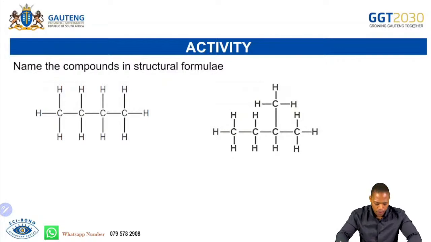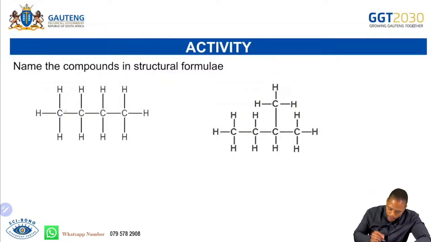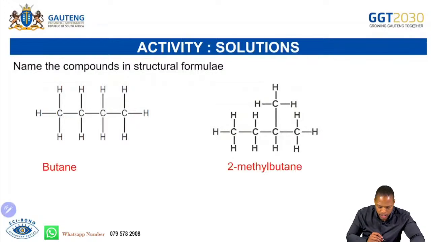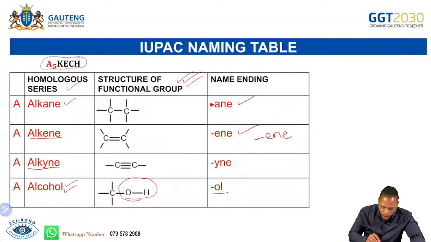Okay, I've identified that this is my parent chain. Step number 2, I now number forward and backward. I say 1, 2, 3, 4. I have 4 carbons. Now after that, I have to identify to which homologous series this compound belongs. There comes my R5 catch table. I go check the table. According to the table, I only have single bonds here. Which one only has single bonds? It's the alkane.